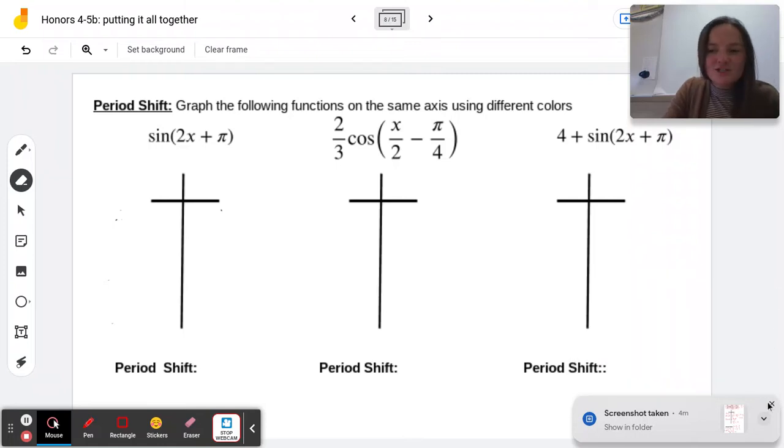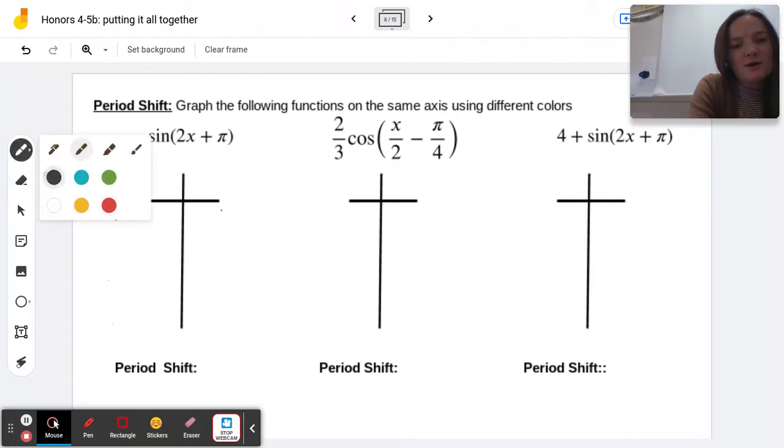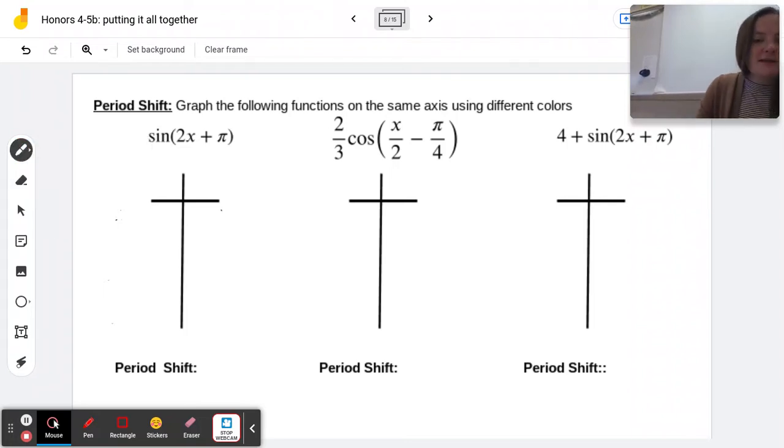Hey guys, so what we're going to be starting today, we're going to try to finish up our notes in 4.5 by going over just some general questions that are going to put all of the things we've learned together in one problem. So let's start with our first problem. We have sine of 2x plus pi. We're going to establish some things before we graph this.